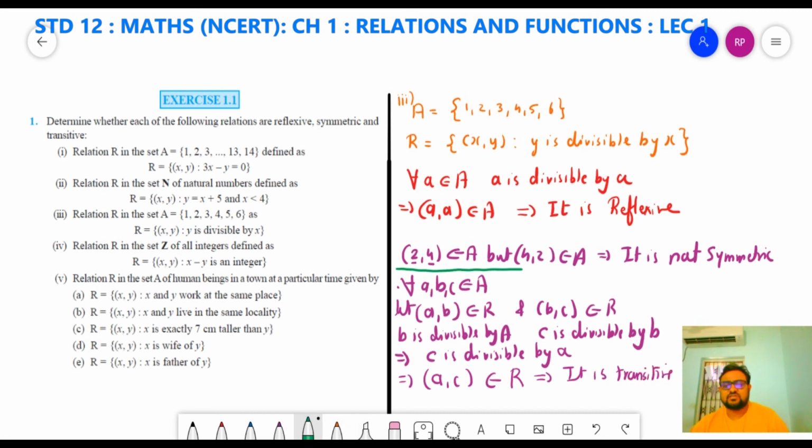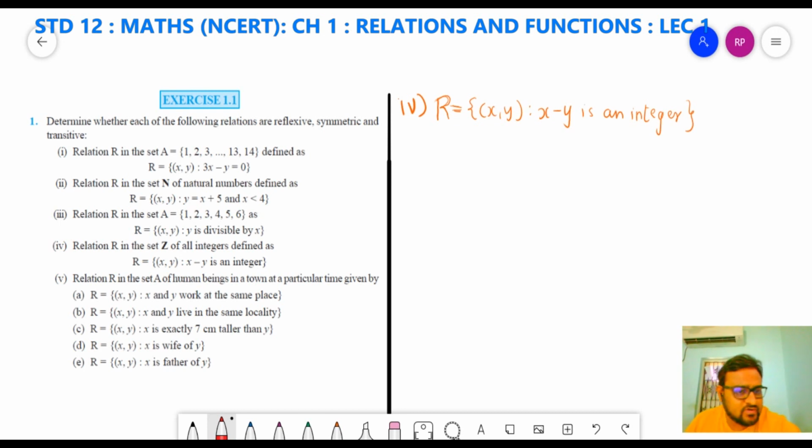Okay, so this is reflexive, yes. Symmetry, no. Transitive, yes. So this given relation is reflexive and transitive, but not symmetric. Yeah, just note it down. Okay, now let's move to the next one. That is question number 4.